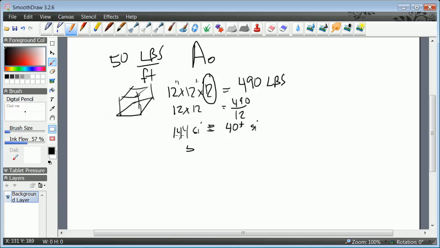plus pounds. So if something is 50, we're going to have to edit that out because that is not correct.